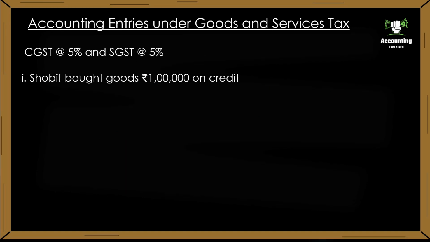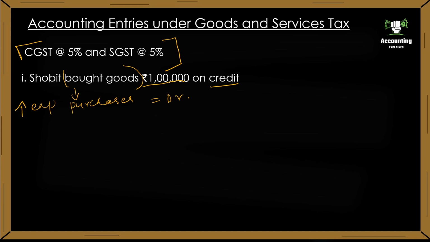Let's analyze the first transaction. Shobit bought goods worth 1 lakh on credit. This CGST at 5% and SGST at 5% is common for all the transactions. Let's see how to do it. So Shobit bought goods. When you say bought goods, it is purchases. When you buy goods for business, it is called purchases. When you buy goods, expenses increase, so purchases has to be debited.